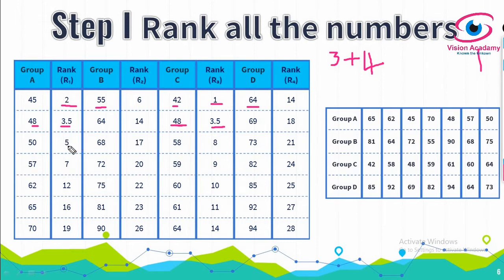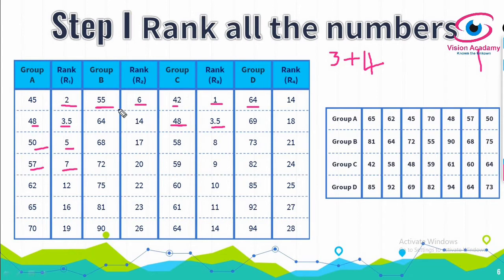Then we have to give the 5th rank. The next highest value after 48 is 50, which is given the 5th rank. After that, 55 is the next highest, which is given the 6th rank. After that, 57 is given the 7th rank.